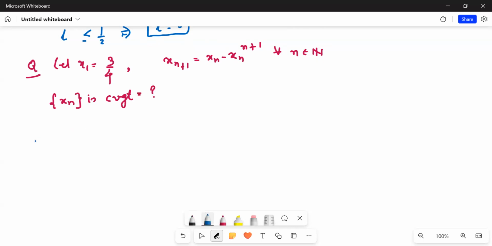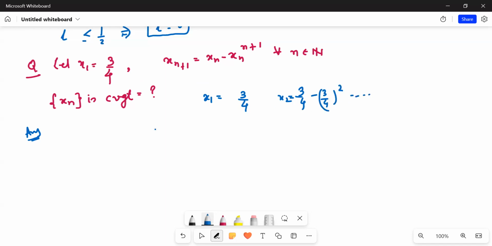Whether my xn is convergent. Whenever in an exam you get such questions, the first thing you should do is try to write a few terms. So you already know that your x1 is 3 over 4. The next term, x2, would be what? It would be 3 upon 4 minus 3 upon 4 whole square.